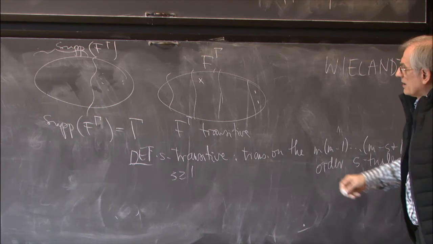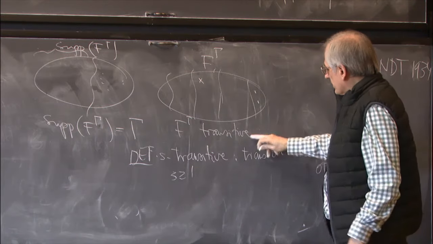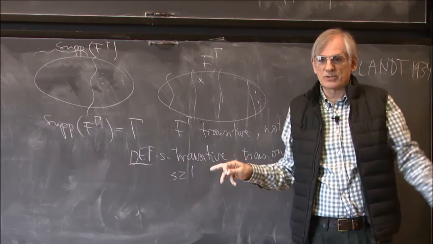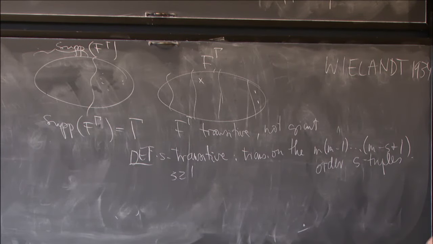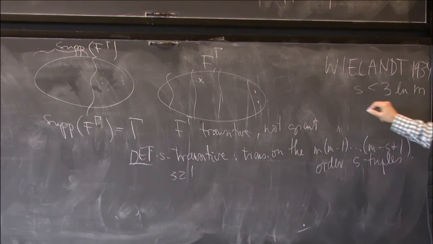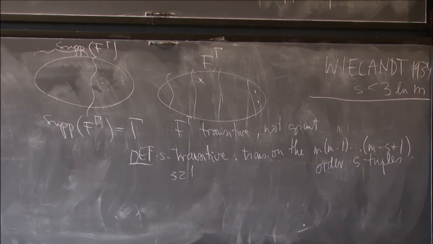which says that if this is not an alternating group, and I also know that this is not a giant, because if it was a giant, then that case has already been discussed. But if it is S-transitive and it is not a giant, then Wielandt tells us that this is less than 3 times natural log of M. I'm sorry? Didn't you improve this? I didn't improve this. No. There is a weaker result that is probably already in Jordan, but I would need to double check that, which says that this is at most log squared, essentially.